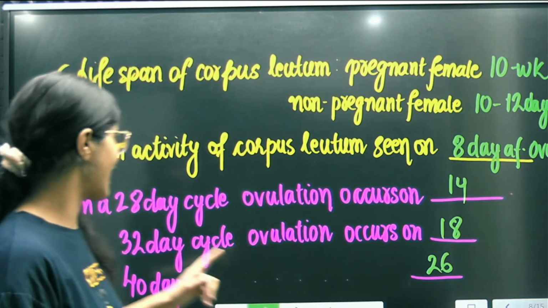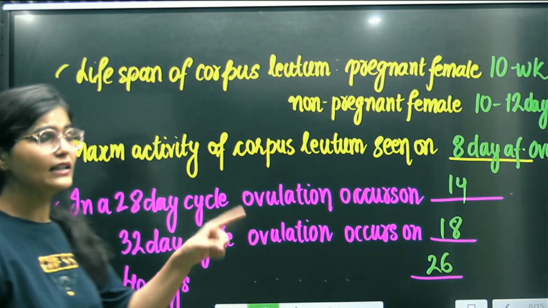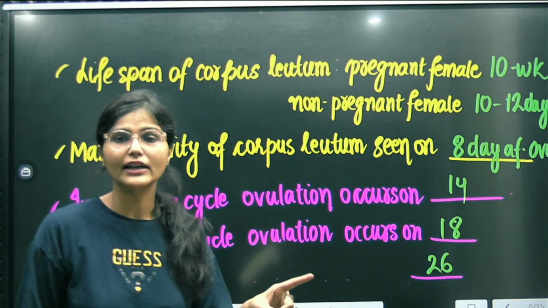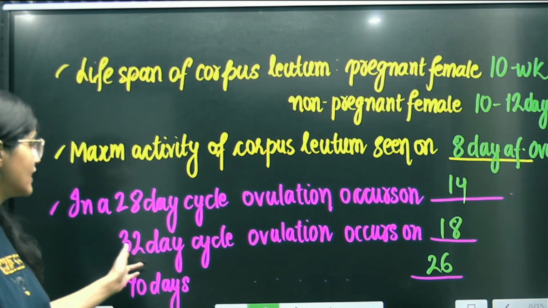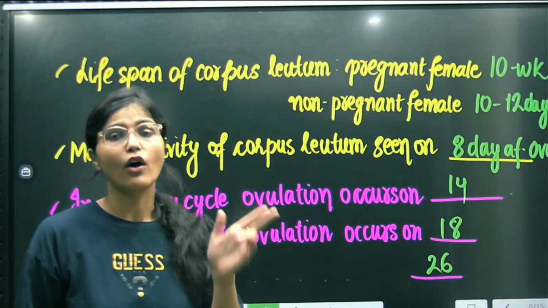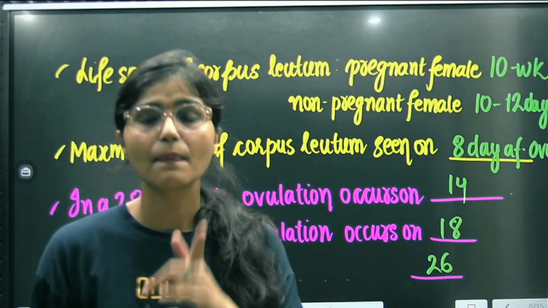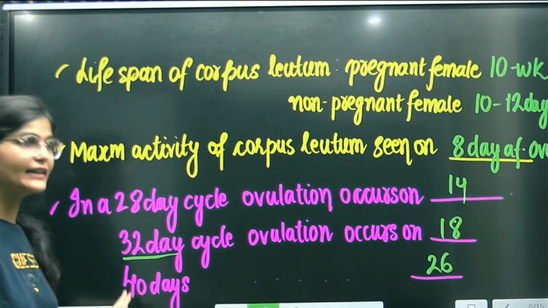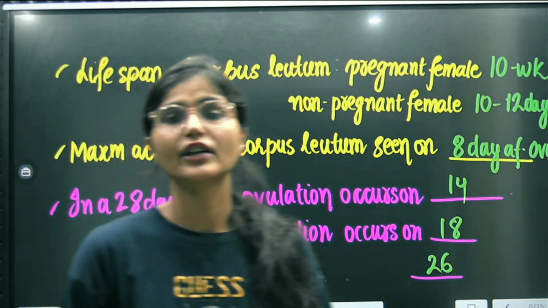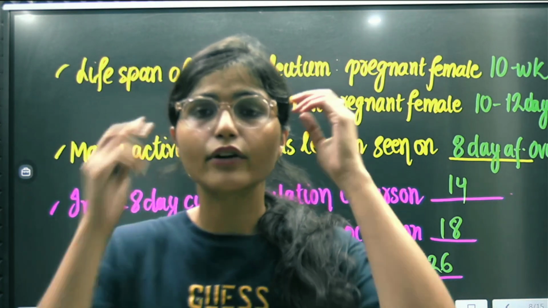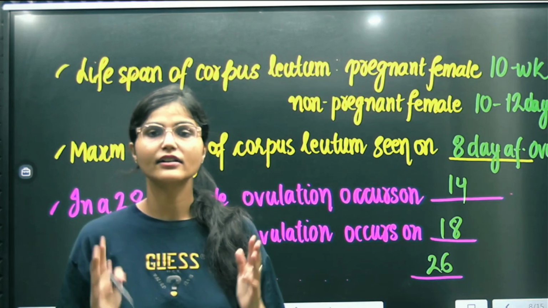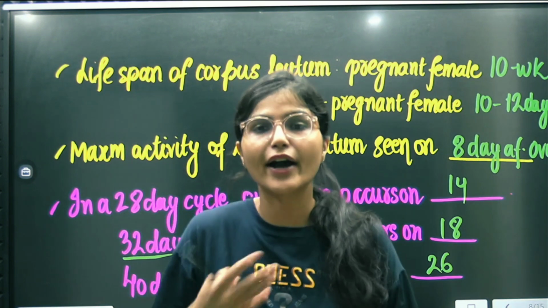The next thing is that in a 28-day cycle, ovulation occurs on the 14th day. If it is a 32-day long cycle, the ovulation will occur on the 18th day, and if it is a 40-day cycle, the ovulation occurs on the 26th day, right? These are some important aspects which are required to be remembered.